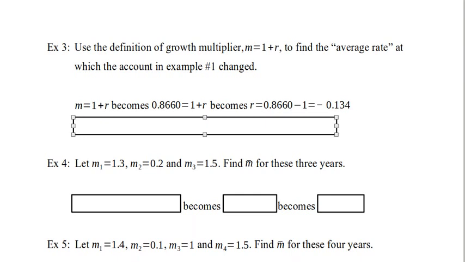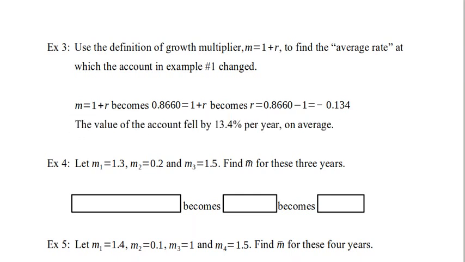Let's say this in words. This says that the value of the account fell, so that's taking the place of the negative sign, that's telling us that this rate is negative, by 13.4% per year on average. And that on average means that that 13.4 is what it would have had to fall by each year so that it fell by the same amount.